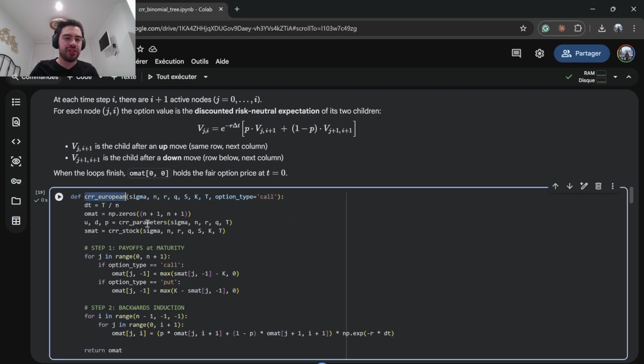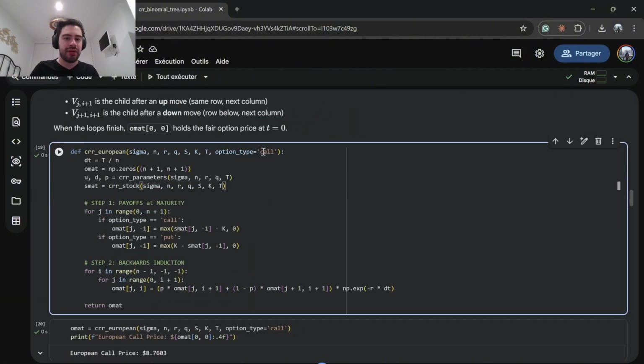This is another function called CRR European, and here I have all the variables to create this array. I first specify whether it's going to be a call or a put, because it changes a lot of factors depending on what you choose. When you use a call, it's going to be the last stock price minus K, and if it's a put, it's going to be K minus the last stock price. This is the last node of the tree, so the last node is going to be the option price.